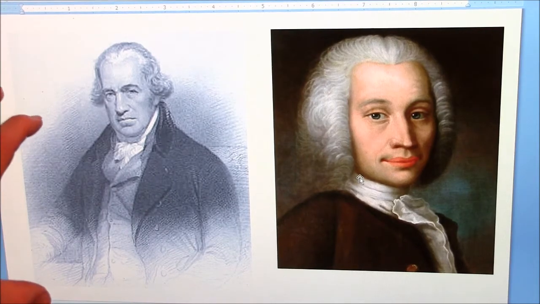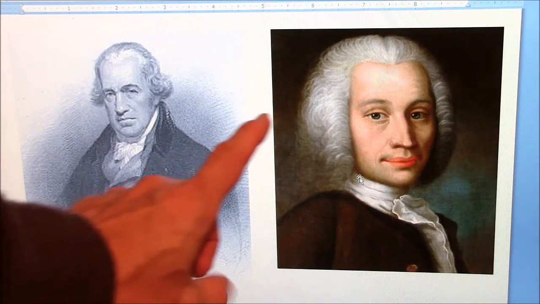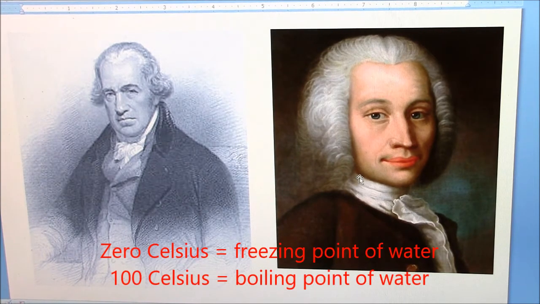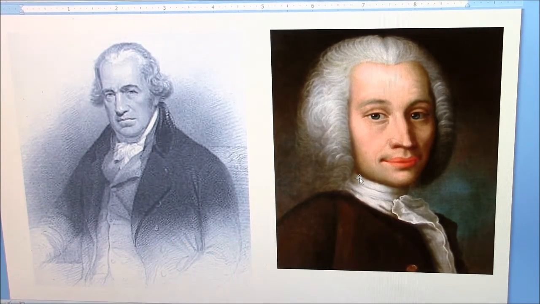The Fahrenheit temperature scale is now only used in the United States. The Celsius is used in the rest of the world. Celsius has some logic to it. It made 0 degrees C the freezing point of water and 100 degrees C the boiling point. So it's sometimes called centigrade, 100 degrees between boiling and freezing.